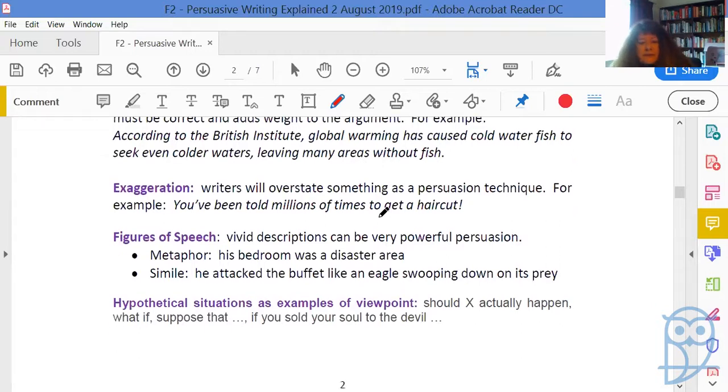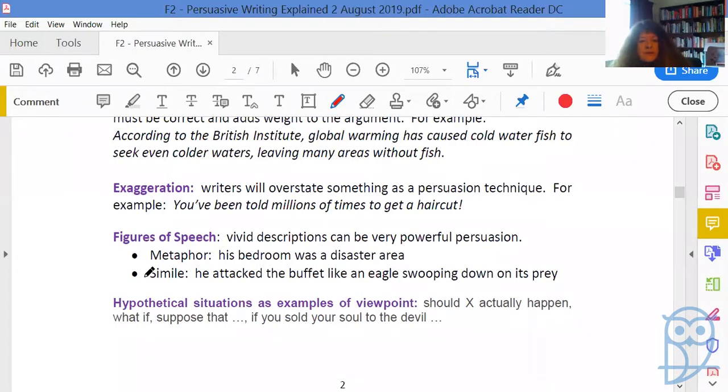Right, and the thing that should be in every single essay, never mind just persuasive ones, figures of speech, metaphor, and simile. You should all know what these are, and you should all use them in every assignment. Vivid descriptions can be very powerful. A metaphor, we say one thing is another. His bedroom was a disaster area. No, I'm not saying it's a bedroom anymore. It's a disaster area, right? It looks like an airplane crashed on it or something. Okay, so the metaphor, his bedroom was a disaster area.